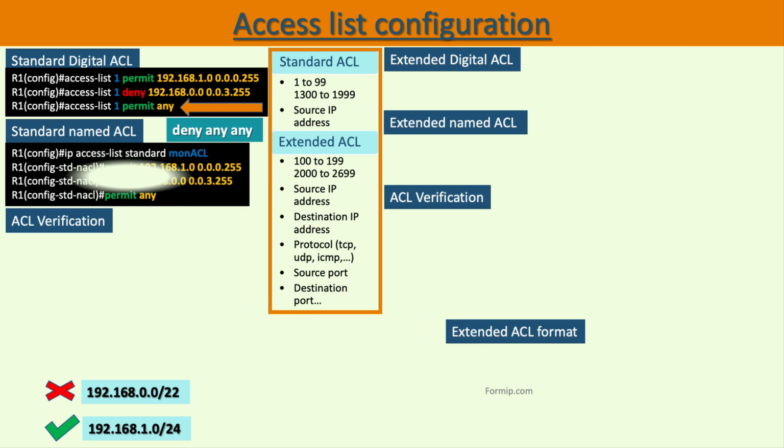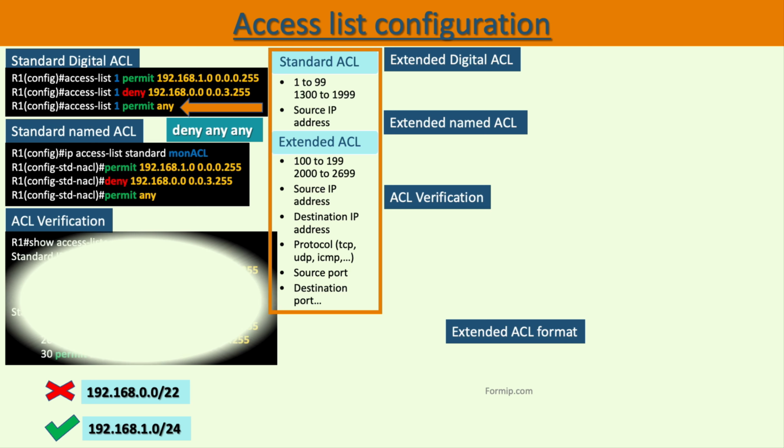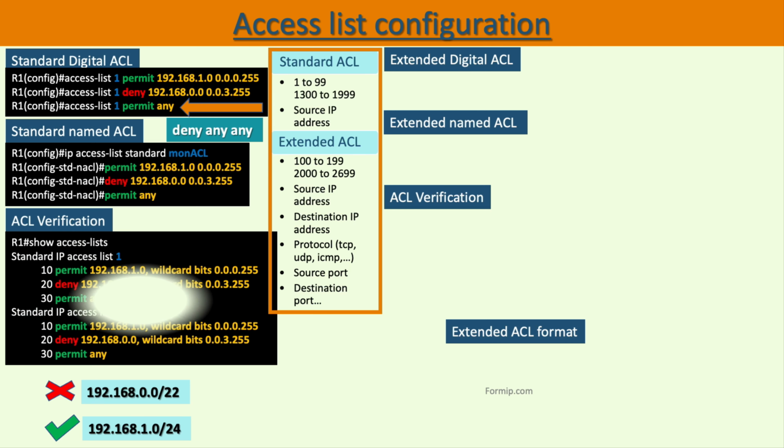For a named ACL, the principle is the same, except that we name the ACL with the command ip access-list standard. Here, it will be called mon-ACL. You'll notice that we're no longer in config mode, but in the mode of our ACL. Then, all that's left to do is insert our ACLs into it. The show access-lists command allows us to check our ACLs. You can clearly see our numbered ACL number 1 and the one called mon-ACL.